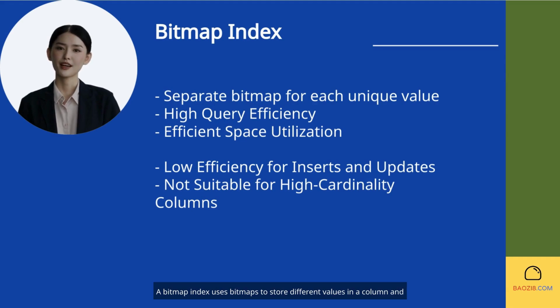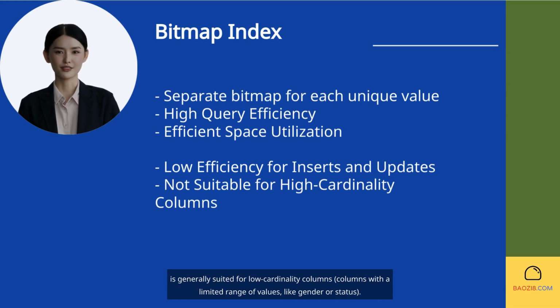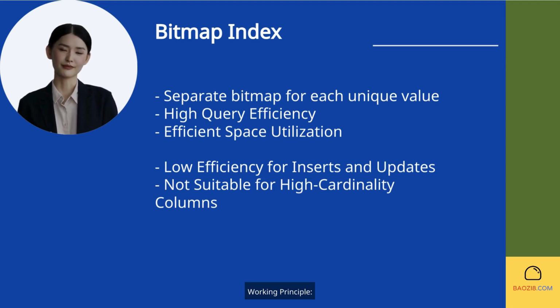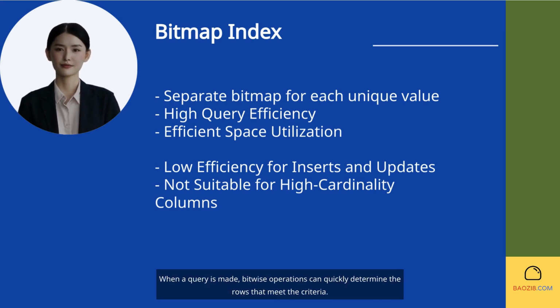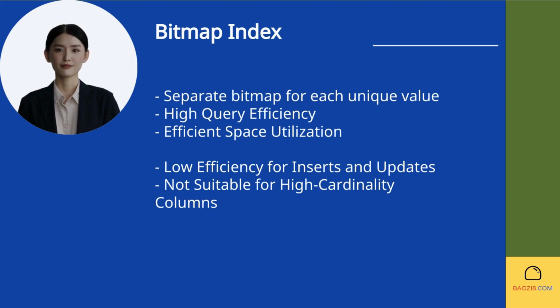A bitmap index uses bitmaps to store different values in a column and is generally suited for low cardinality columns, columns with a limited range of values, like gender or status. Working principle. The bitmap index creates a separate bitmap for each unique value, with each bit in the bitmap corresponding to a row of data. When a query is made, bitwise operations can quickly determine the rows that meet the criteria.